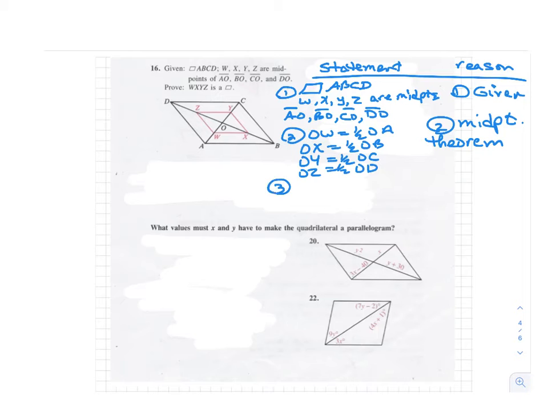My third statement that I'm going to make is to show the congruent parts that it makes. So I'm going to state that AO is congruent to CO and that DO is congruent to OB. And this reason is the diagonals in a parallelogram are bisected.